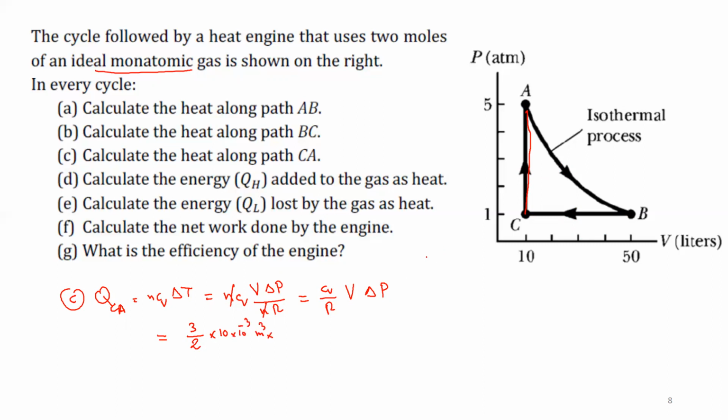And what is the change in pressure? It will be P final minus P initial. P final is PA, so 5 atmosphere, minus PC, which is initial pressure, which is 1 atmosphere. Now an atmosphere is just 1.01 times 10 to the power 5 Pascal. So let me write it here. When you calculate this, what do you get?